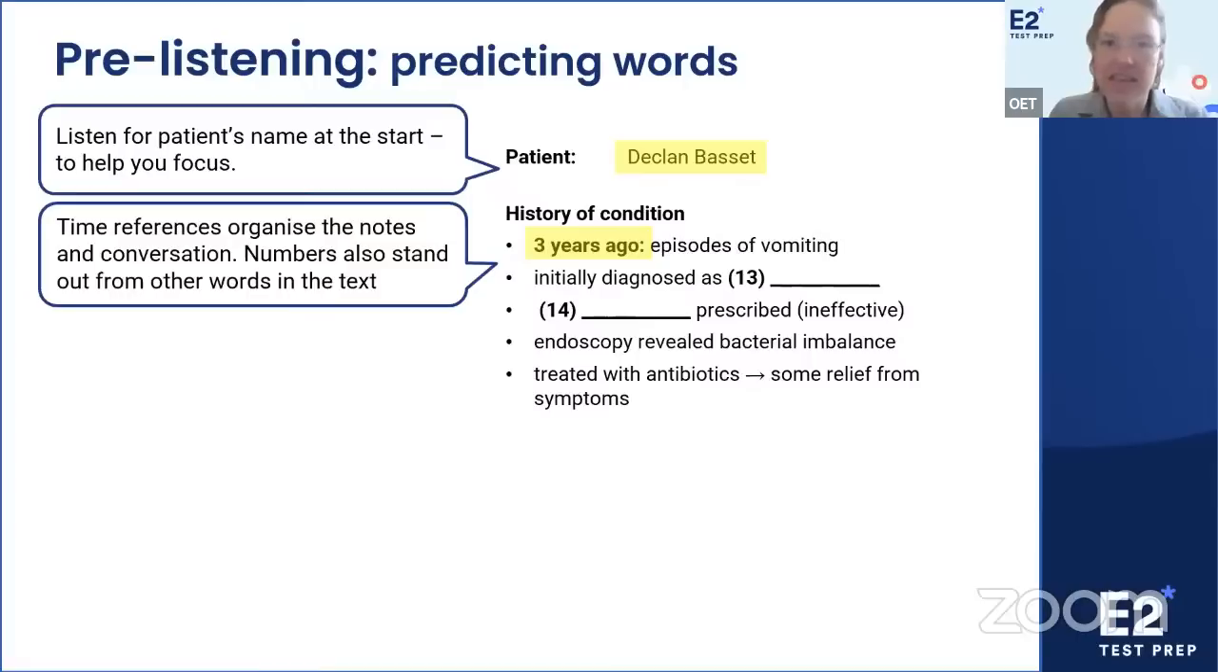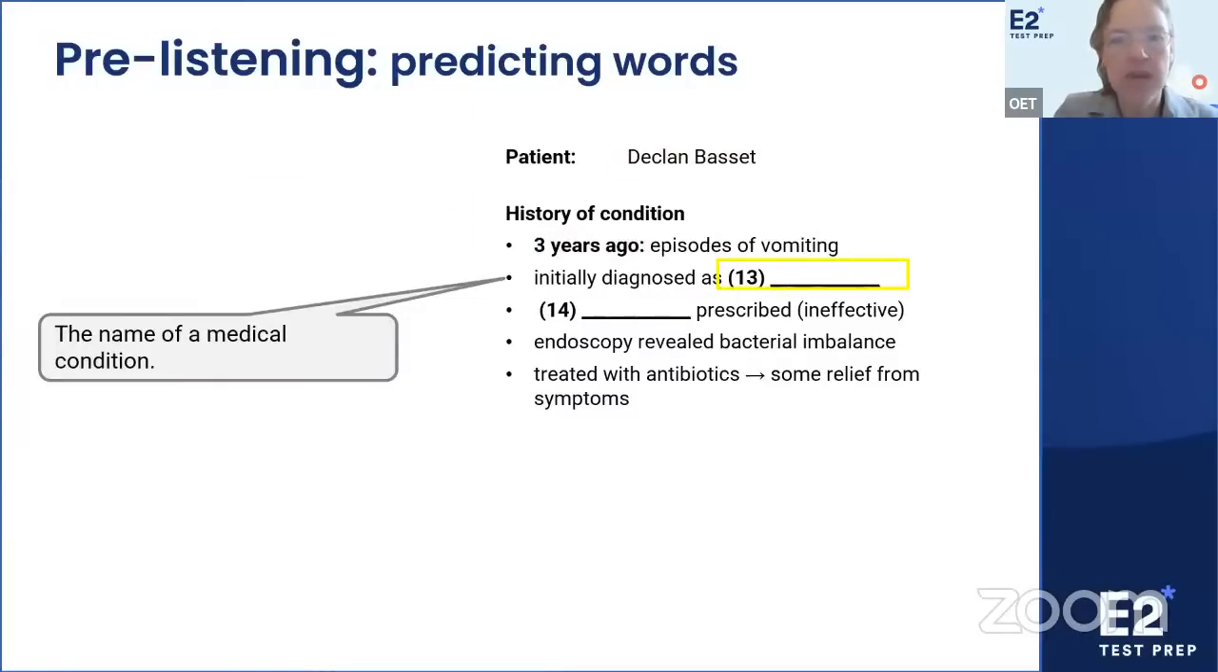It's easy to hear numbers. They tend to stand out both in the text and when you are listening. You tend to hear them, and they often organize the notes and the conversation. So here, 3 years ago is a good hook for you. And you see that's connected to the episodes of vomiting. Now here we have a gap, but we can anticipate that this will be the name of a medical condition.